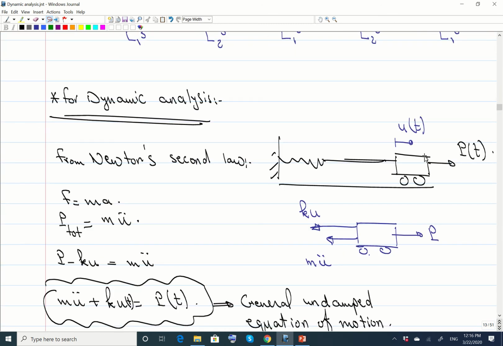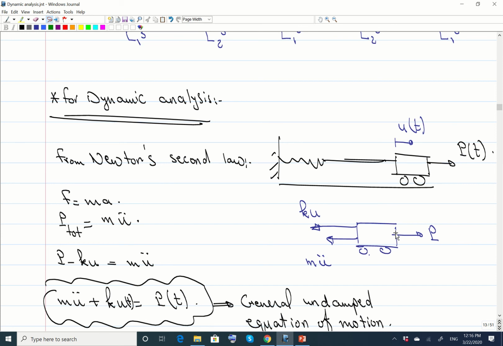But for dynamic analysis, P is not constant, P is changing with time, so P is a function of T. Since P is a function of T, U also is going to be a function of T. So how much is U as a function of T? That's the target of this course: how much is the displacement as a function of time if we know the force as a function of time, applied on our frame or structure?